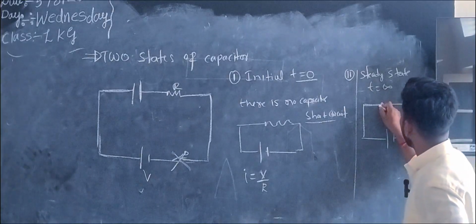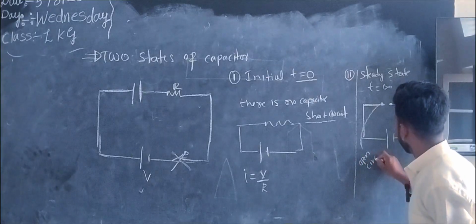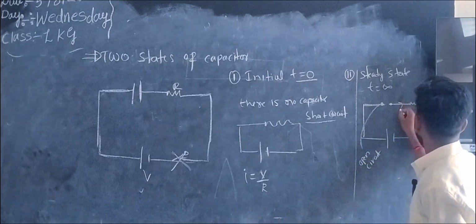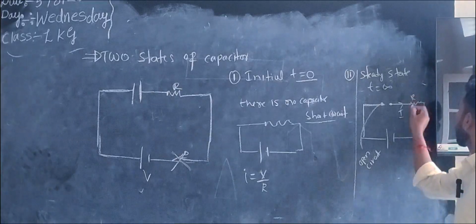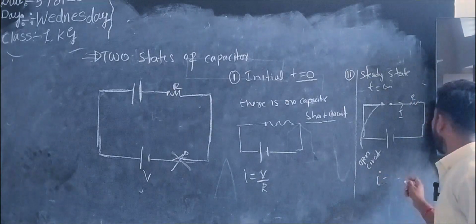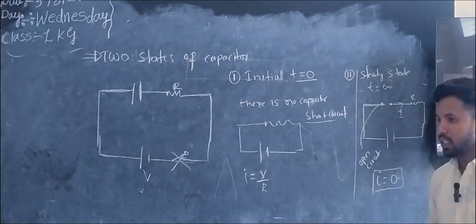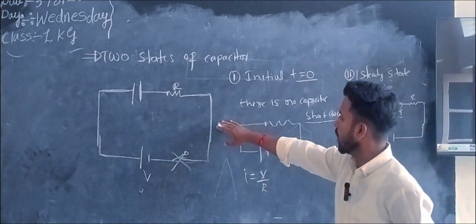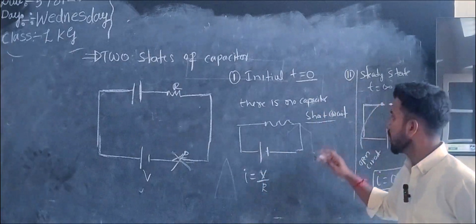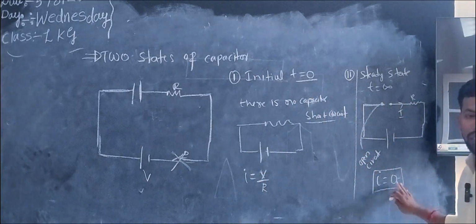Open circuit. This current is I. Here the resistance is in open circuit. Current is 0. These two conditions. Initially I is equal to V by R, and in steady state, open circuit, current is 0. That's all.